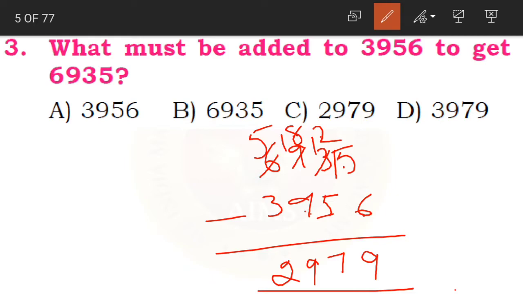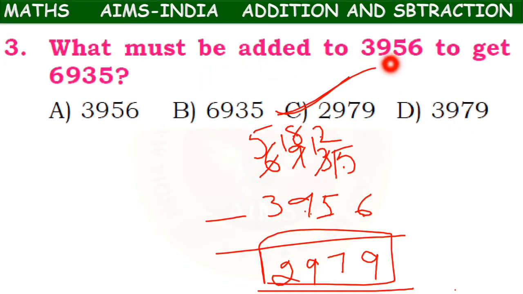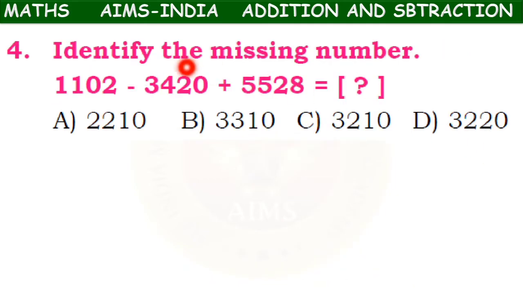Now look at the options. Which is the correct one? Option C, 2979 is to be added to 3956. Clear children? Moving on to question number 4.